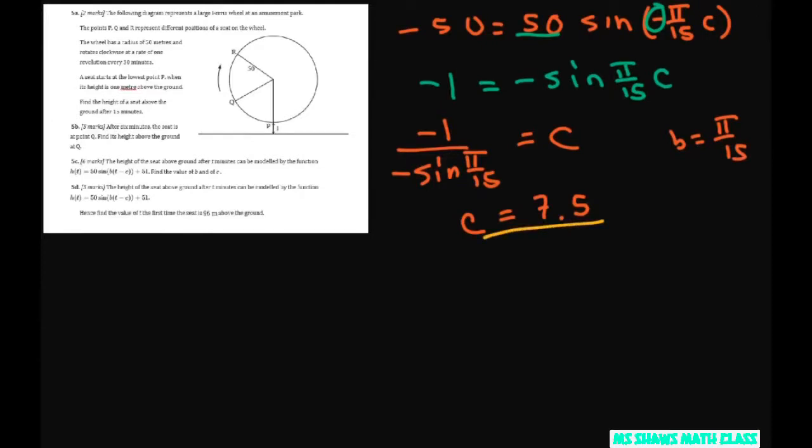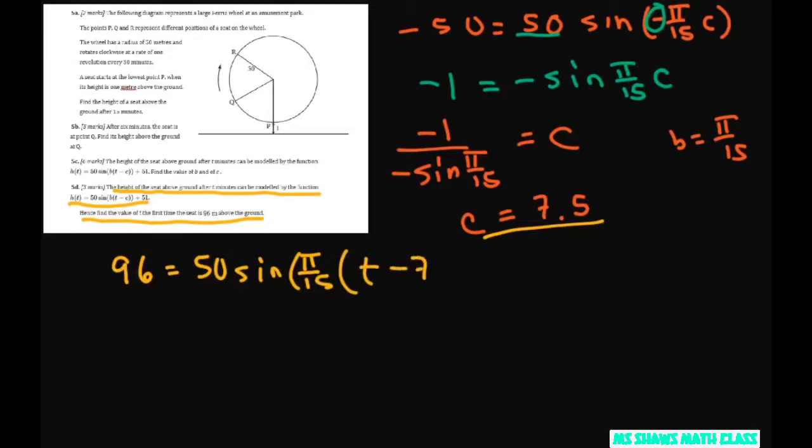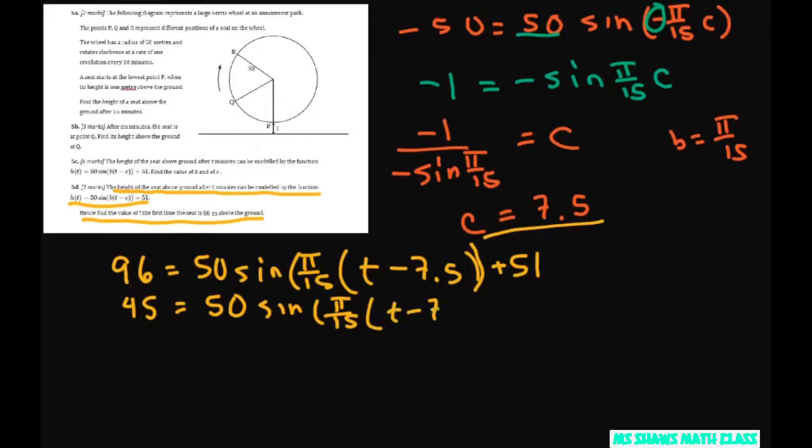Finally, the last one: the height above the ground after t minutes can be modeled by this equation. Find the value of t the first time the seat is 96 meters above the ground. So basically for that, you just set it equal like this. 96 equals 50 sine of pi divided by 15 times t minus 7.5, plus 51. Subtract 51 from both sides, and you get 45 equals 50 sine of pi over 15 times t minus 7.5.